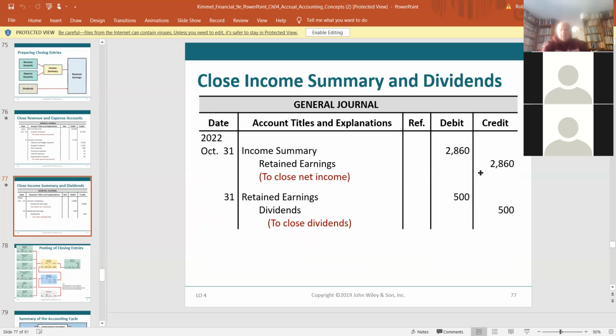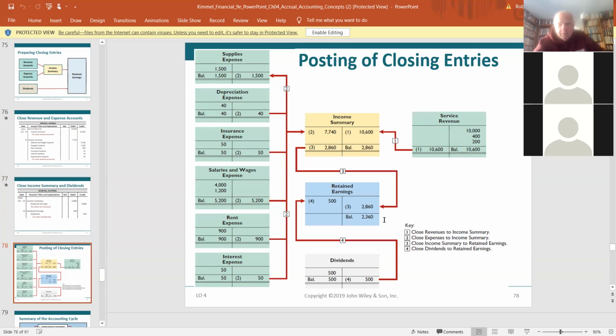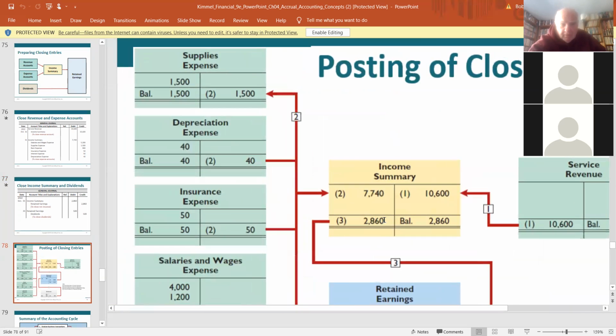That's where your income goes. That's why it's called retained earnings. And then we also have to close the dividends. We don't want to show the dividends on our financial statements, so we just close them into income summary. And at that point, we're done. We are done. Let's just take a peek at what it looks like here.